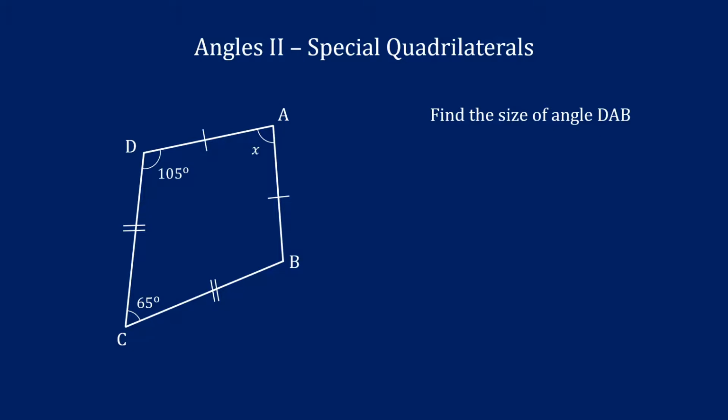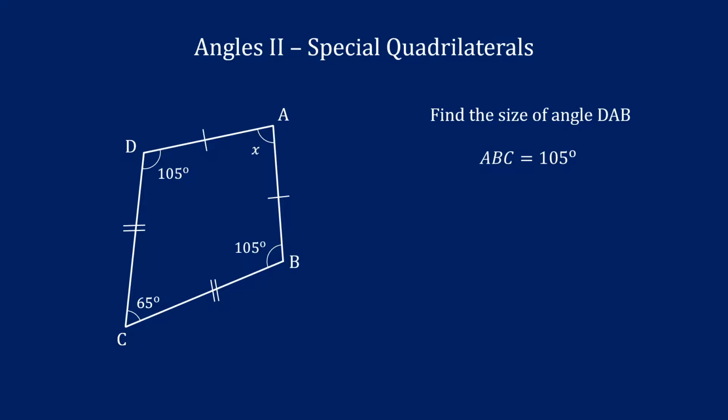However, using properties of quadrilaterals, which is the whole point of this lesson, we can find another angle. We can find angle ABC, which is that guy over there. What's the value of angle ABC? Well, kites have one pair of equal angles, which are those two. So we know that angle ABC has to be equal to 105. So I'm going to put that on my diagram. Boom.